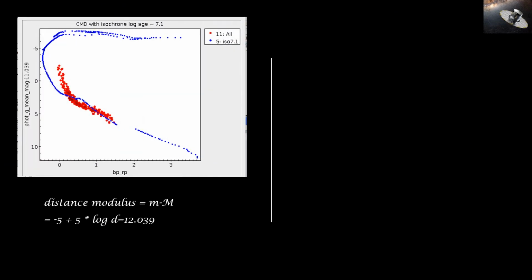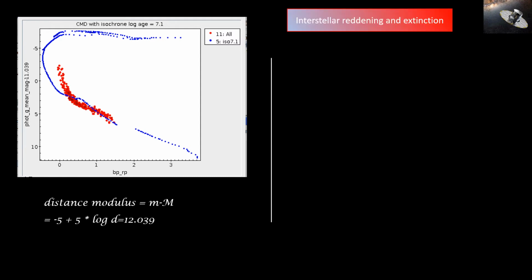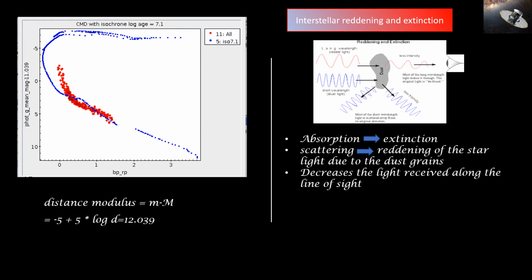This shows the cluster after the y-axis shift. There now is an offset along the x-axis. This is due to interstellar extinction and reddening. The light from the cluster passes through interstellar dust before reaching the Earth. Absorption of the light by the dust grains causes dimming of the light received on Earth, a phenomenon called extinction.